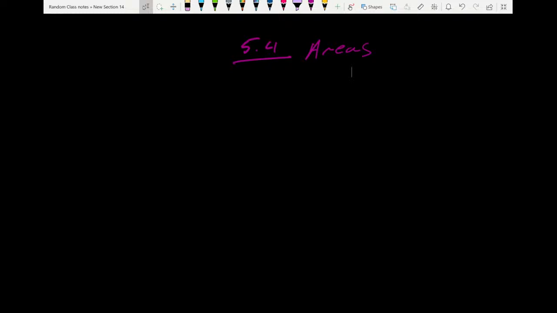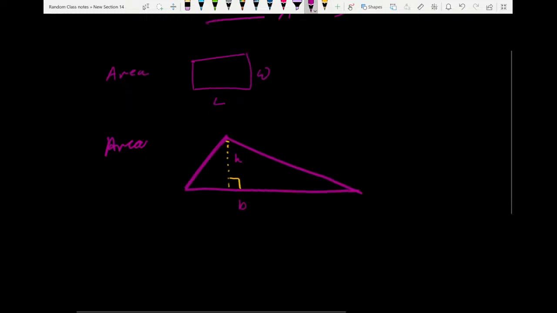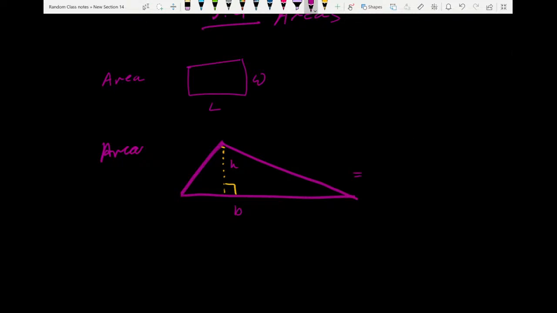All right, so let's do the areas. First thing first, area for a rectangle is length times width. Area for a triangle is the tricky one. Let's say you have this type of triangle. You need to have the height, which is perpendicular to the base, and this is your base. Area would be 1/2 height times base, and over here area would be width times length.